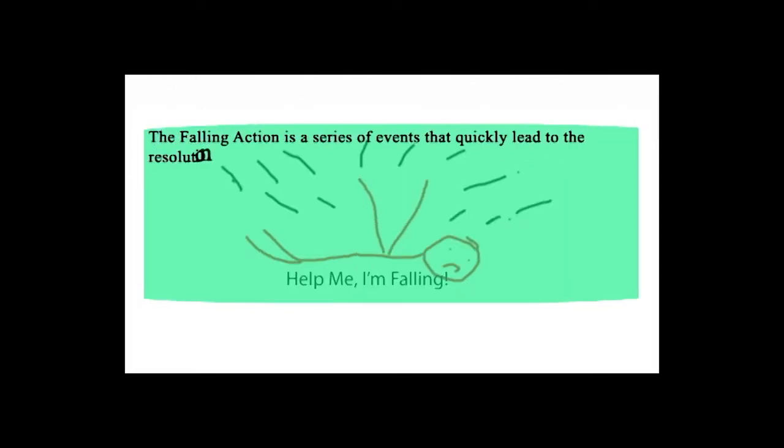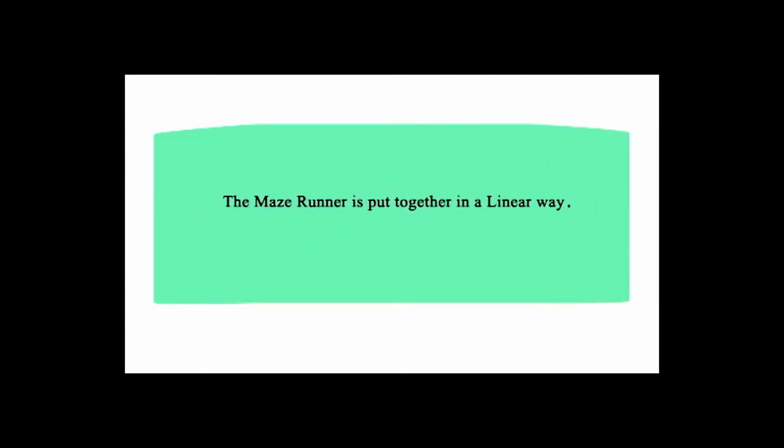Now, the falling action is a series of events that quickly lead to the resolution. Now, the resolution is where the main problem or conflict of the book is solved. Now, let's take a look at how linear plot development was used in The Maze Runner. And The Maze Runner is put together in a linear way.